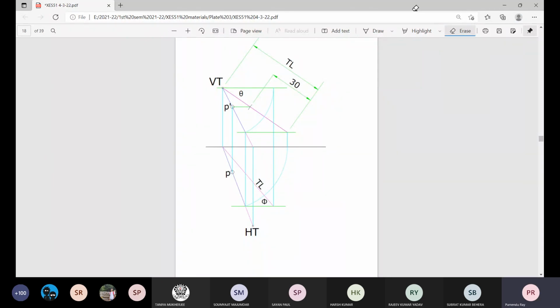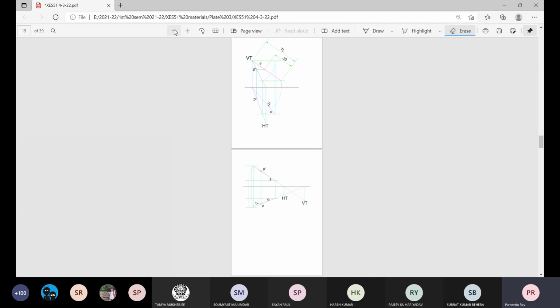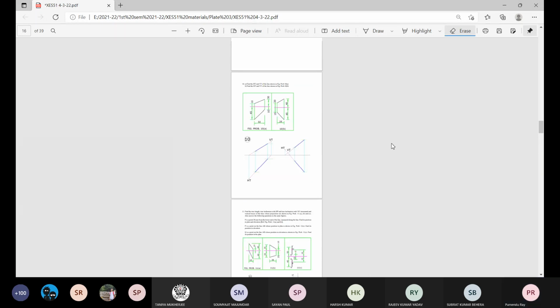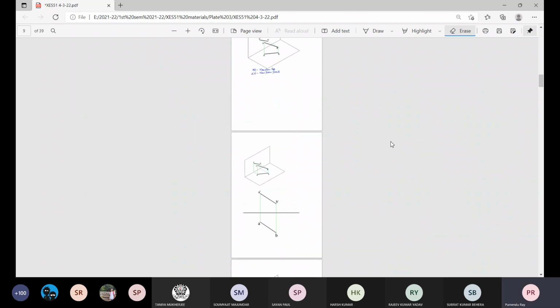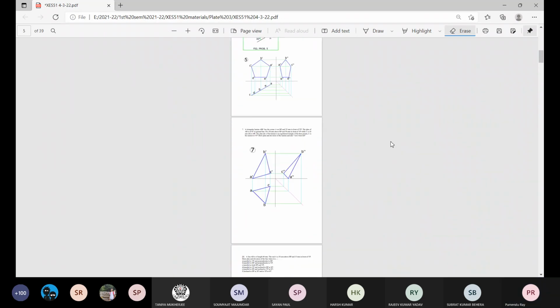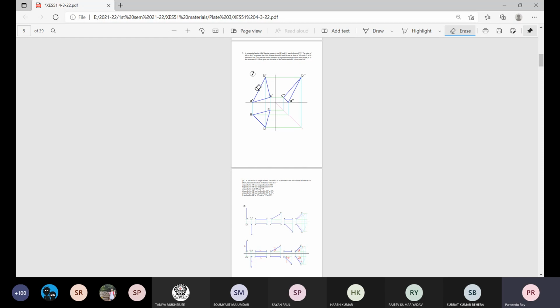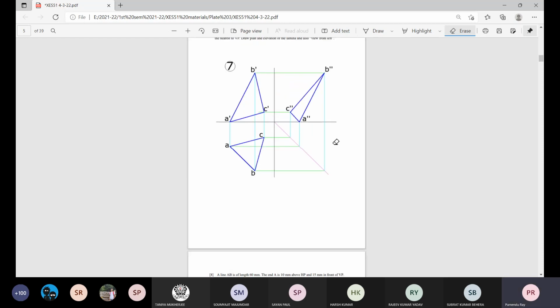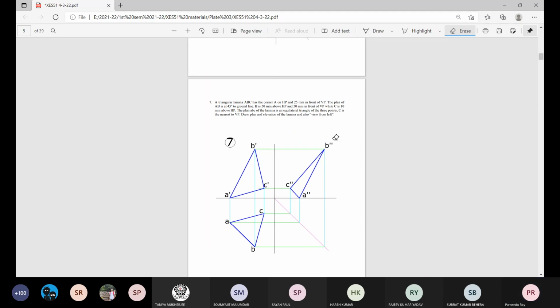And suppose we have some solution. Let me check. Here, problem C, suppose 7. This is the smallest shape of a polygon, only 3 sides.